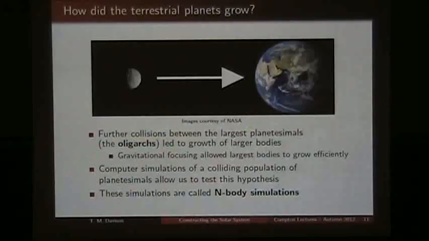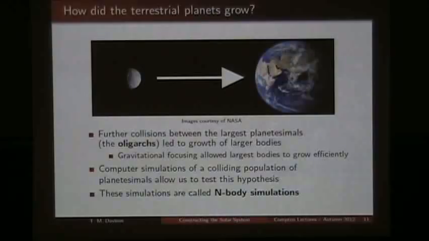If you remember back to lecture 2, we spoke about how we formed these oligarchs, the largest planetesimals in their population, that grew much more quickly than anything else in the population. And collisions between those oligarchs, if they were at the right velocities, could stick together, and that led to the growth of even larger bodies. And so in that way, because of this gravitational focusing effect, we could grow much larger bodies efficiently. And that's the predominant theory of how we formed these terrestrial planets, just more and more collisions happening in the early solar system. We can test this theory with computer simulations.